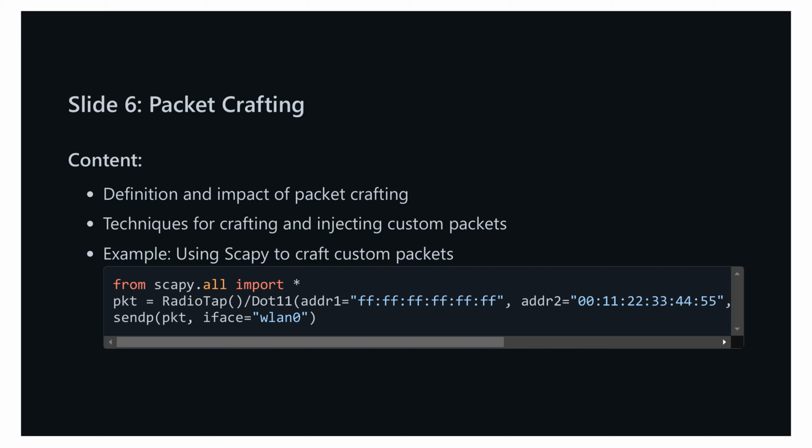In this example, we construct a packet with a RadioTap header followed by an 802.11 management frame, setting the destination and source MAC addresses. The sendp function is then used to transmit the packet over the specified wireless interface. Packet crafting can be useful for a variety of purposes, including testing the robustness of network protocols, simulating specific traffic patterns, and performing targeted attacks. Next, we'll examine deauthentication attacks, covering their definition, impact, and practical execution using tools like Aircrack-NG.